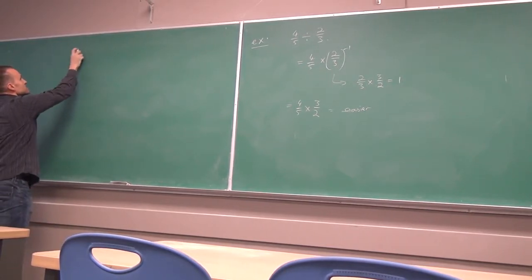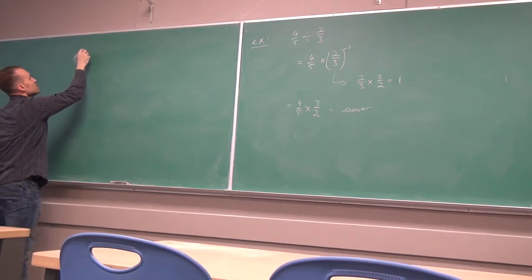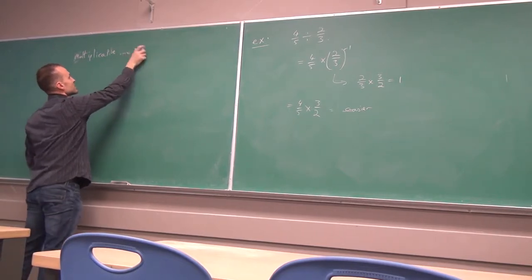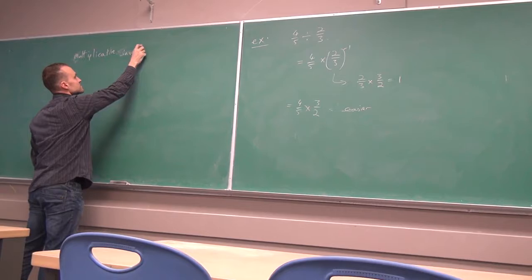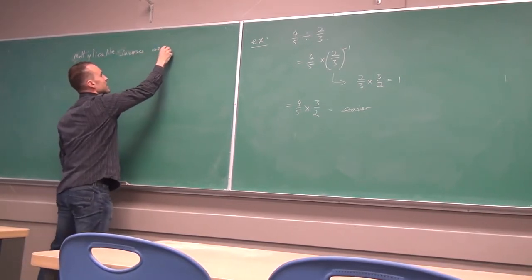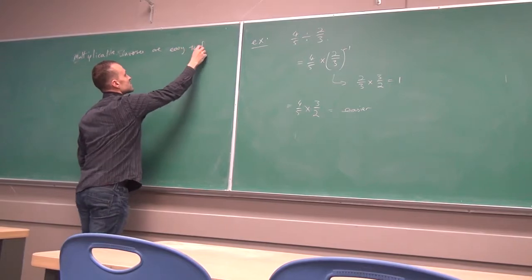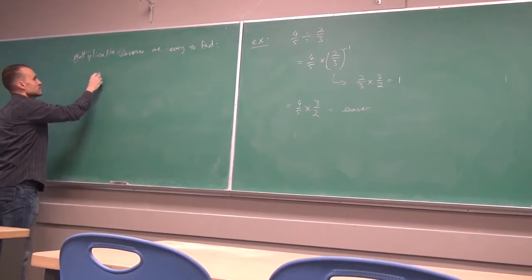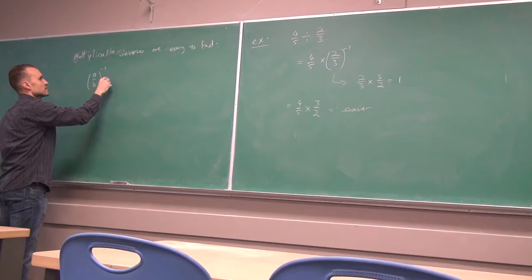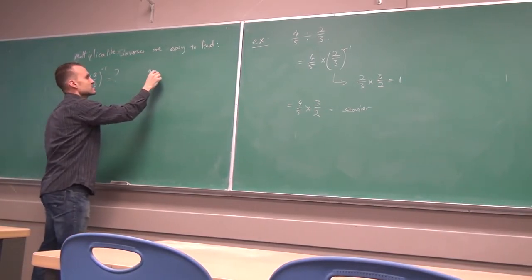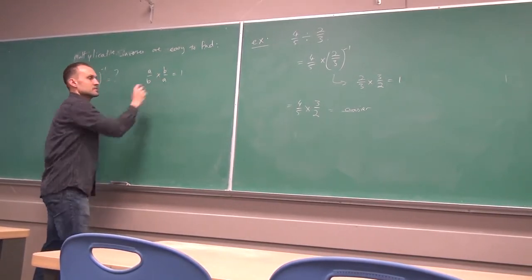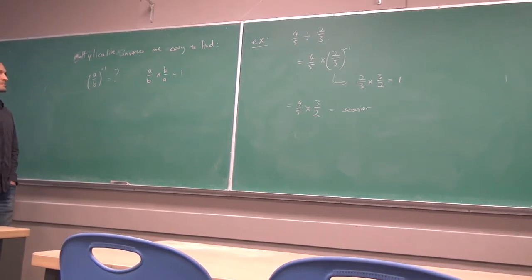The multiplicative inverses are actually very easy to find. If I have A/B, its multiplicative inverse is what? Well, A/B as a fraction times something is going to be 1. It's always going to be B/A, the reciprocal. So they're very easy to find. I just flip them around.